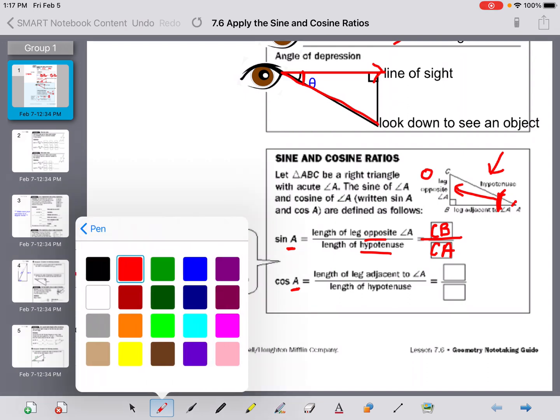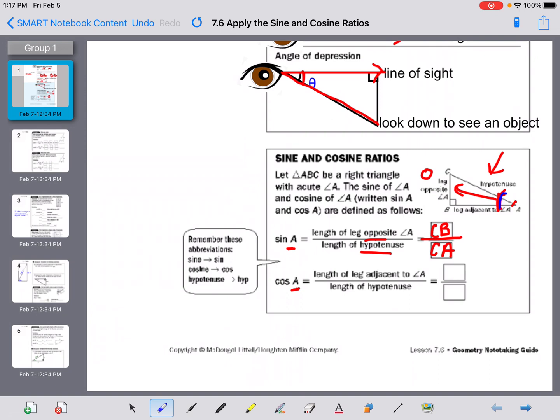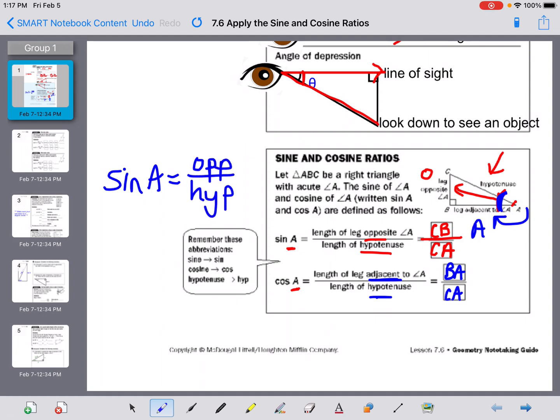When I go to do the cosine of the exact same angle, so I'm in the exact same place, this time cosine is the adjacent leg, that's the leg it's touching over here, over the hypotenuse. So again, the adjacent leg here is BA, the hypotenuse over here is CA, okay? So sine, if you want to just write it one more time, is going to be opposite over hypotenuse, and cosine of your angle is going to be adjacent over hypotenuse, okay? So two of them new that we're learning today.